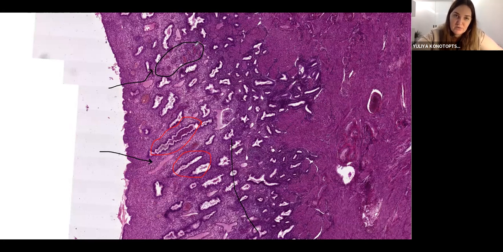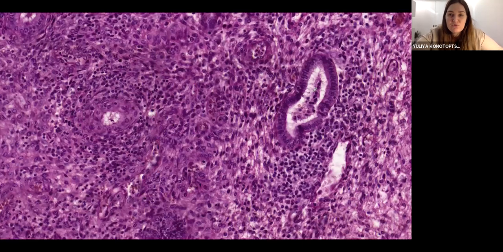Again, spiral arteries, right? And these are actually lacunas, these pools of blood. So these are actually lacunas. The same, basale, functionale. Top layer is the compactum, and this is the spongiosum. Uterine glands are visible here. You can see these cells are lymphocytes. There are lots of lymphocytes here.